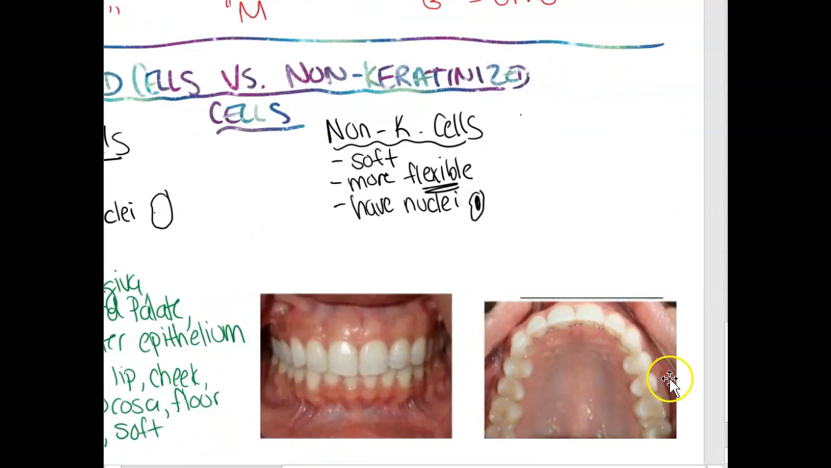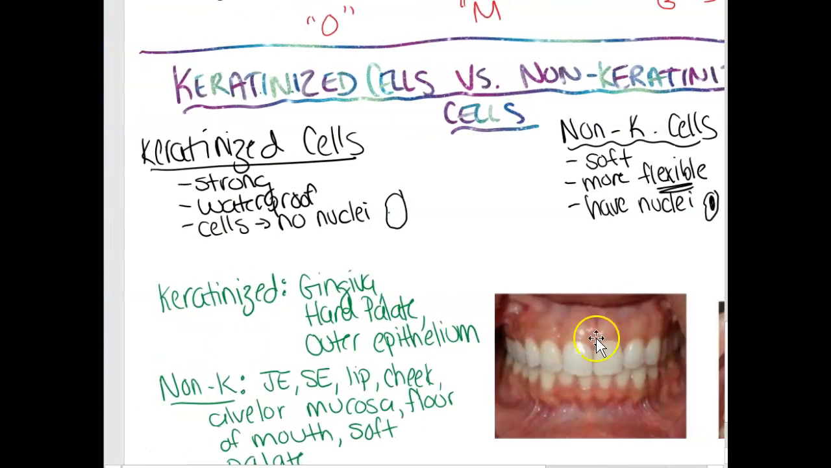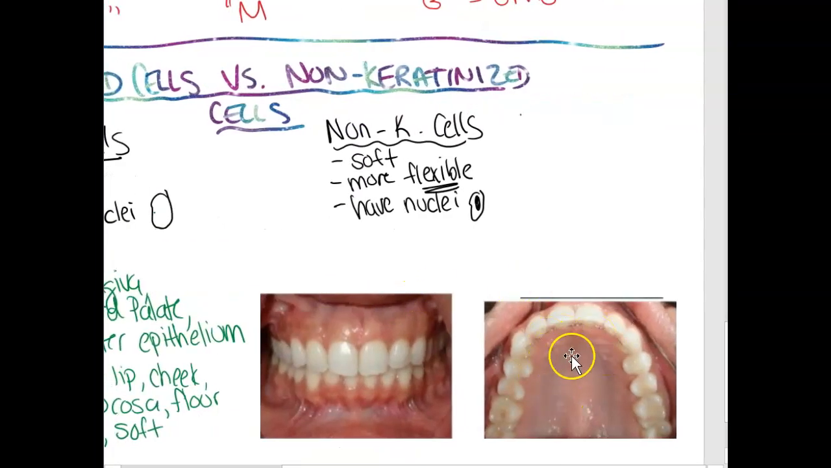Let's move this over here. Your hard palate, okay, so this is your hard palate, and then at the back we have our soft palate. So hard palate, is that keratinized or non-keratinized? Your hard palate, hard being the key word here. Anything that is hard is keratinized. So your hard palate, because it's so hard, it's keratinized.